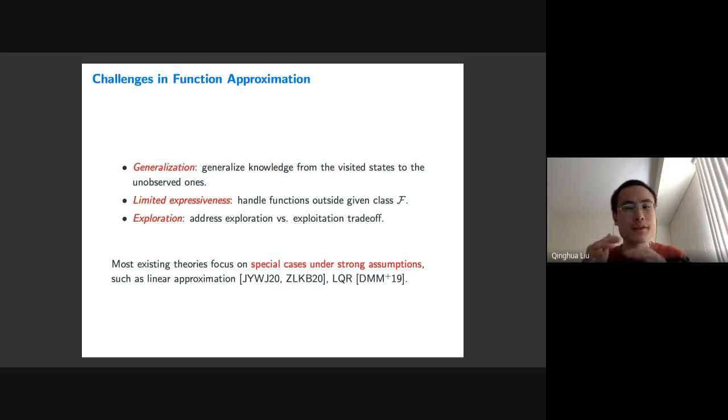And due to all these complicated challenges, most of the existing theories about function approximation are only able to handle some special cases, like linear MDPs or linear quadratic regulators. These are very special cases with very strong assumptions. This is basically what we have so far for reinforcement learning.